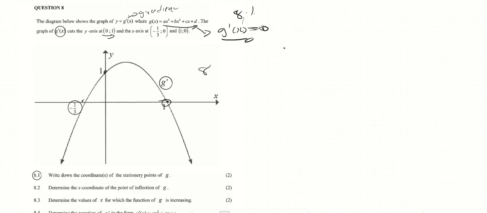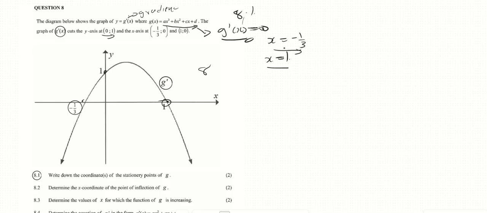So these coordinates here, we have x as negative 1 over 3 and x equals 1. We don't have the y values. We can't get the y values at this point. Why can't we get them? Because we don't know the equation. We just need the x, but the question says write down the coordinates of the points. So the stationary points of g are at x equals negative 1 over 3 and x equals 1, because g prime must be 0.